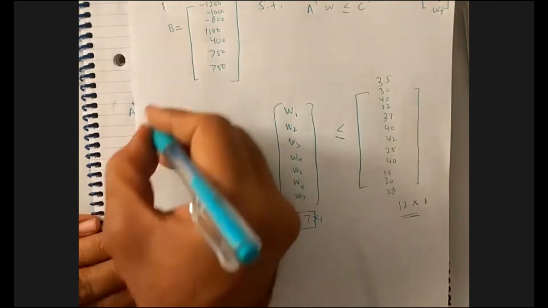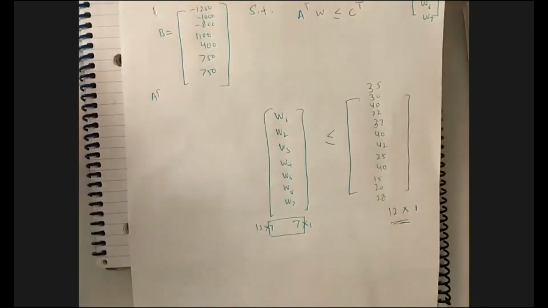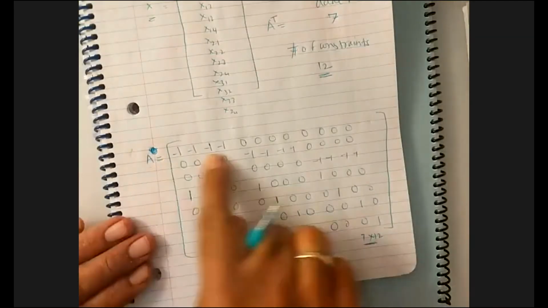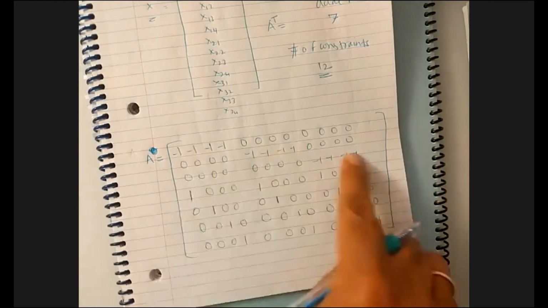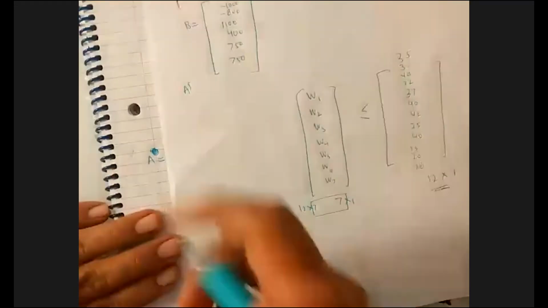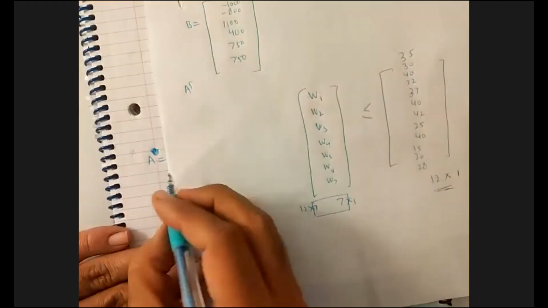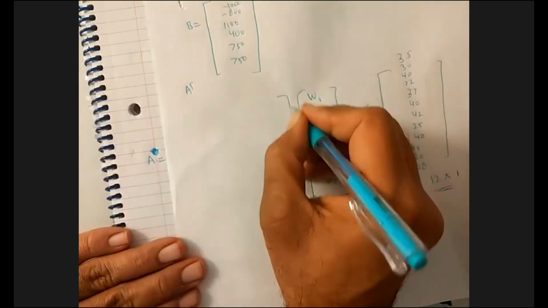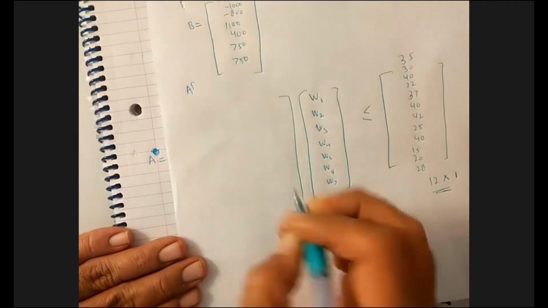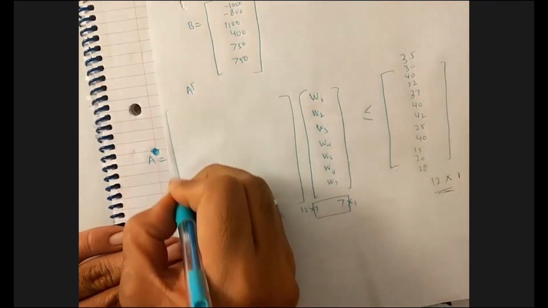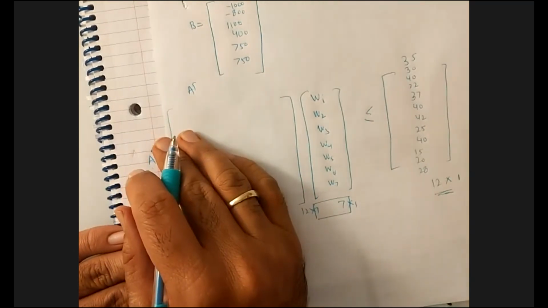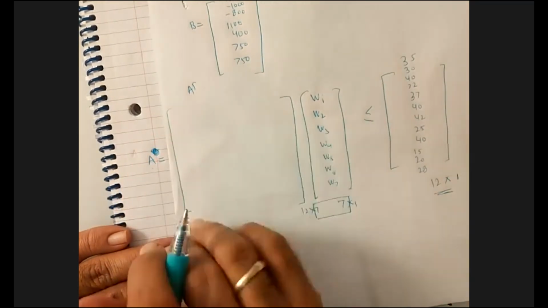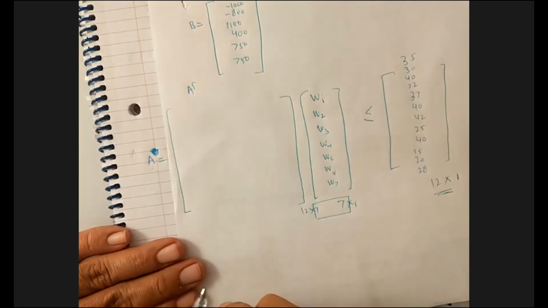So I want to write my A transpose now, and my A transpose will be essentially the transpose of this matrix. So I'm going to write that down. Hopefully all of you can see it. This is going to be a big one. So I'm going to write 12 cross 7, 12 rows and 7 columns.